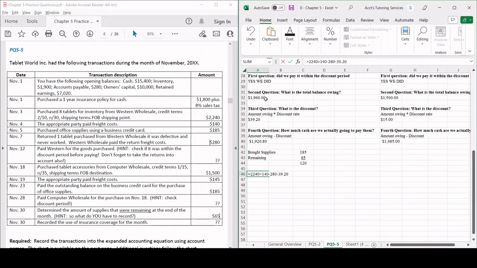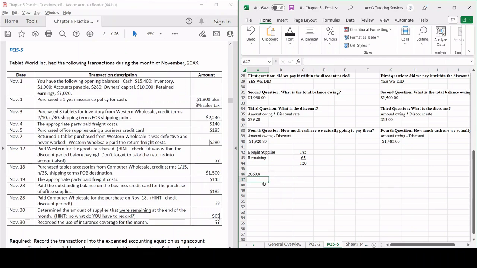So once again, any transaction that has to impact the inventory for Western Wholesale is going to comprise the final value of inventory. So the original invoice price plus transportation, because remember it's FOB shipping point. Subtract the return, subtract the discount that we got because we got the inventory for less because we paid before the discount period. So the total value of inventory is 2060.8.